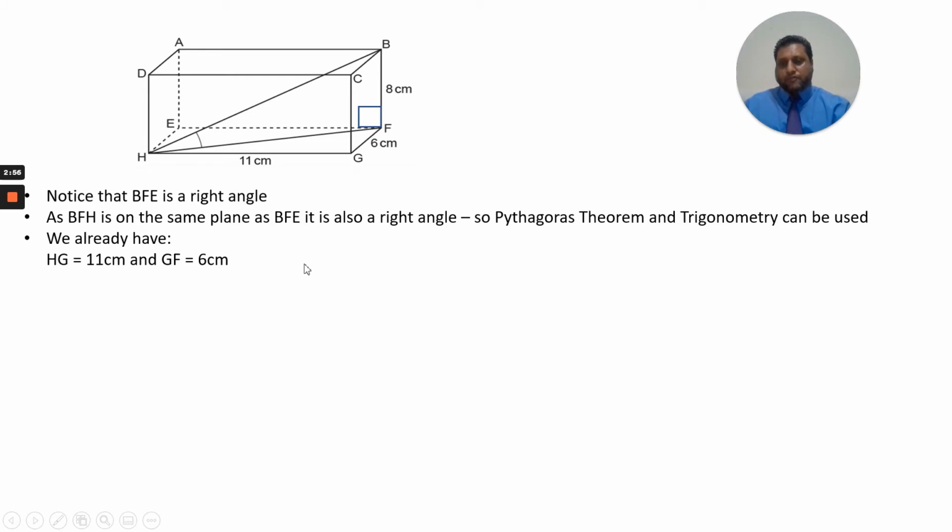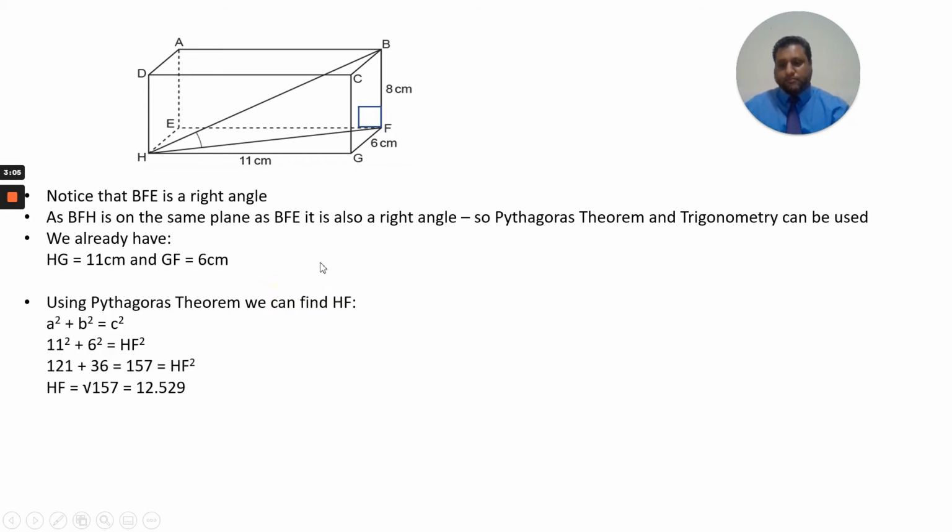So we already have the size of the line HG, which is 11 centimeters, and the line GF, which is 6 centimeters. So using Pythagoras theorem, which is a squared plus b squared equals c squared, and c squared has to be the longest side, the hypotenuse. So in this case, because we have GF and HG, we can use that to find the length FH, using the right angle triangle that forms on the base here. So FGH is a right angle. So FH is the hypotenuse, the longest side, so that's c.